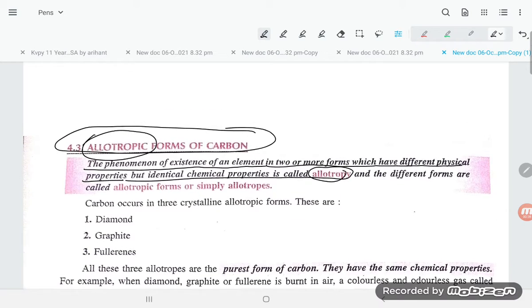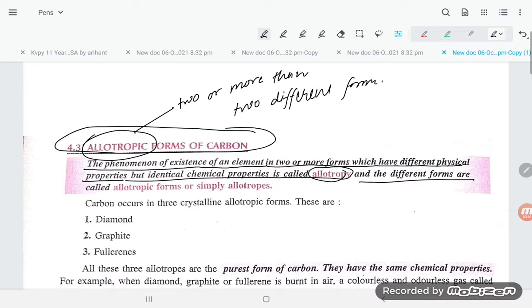The simple meaning of allotrope is two or more different forms. This is what is known as allotropy, students. And the different forms are called allotropic forms or simply allotropes. Got it?